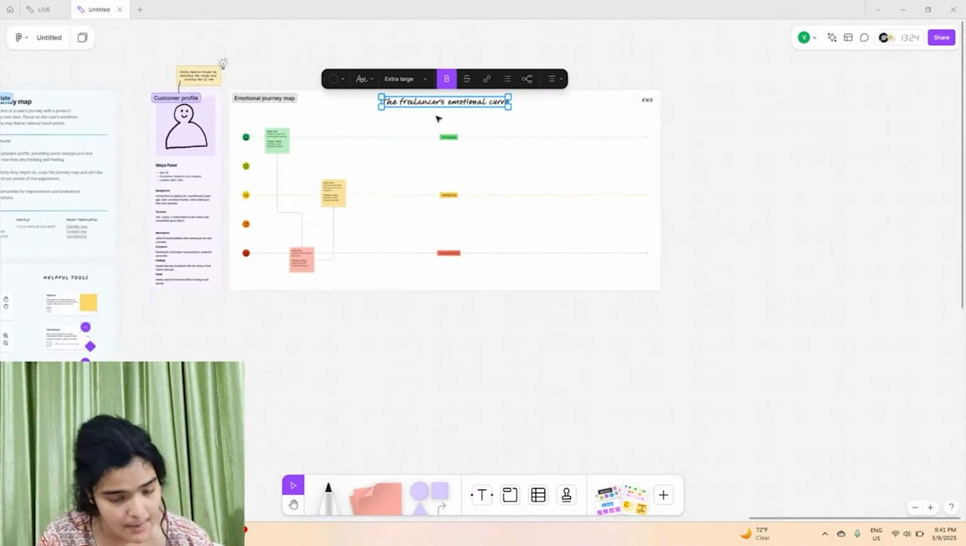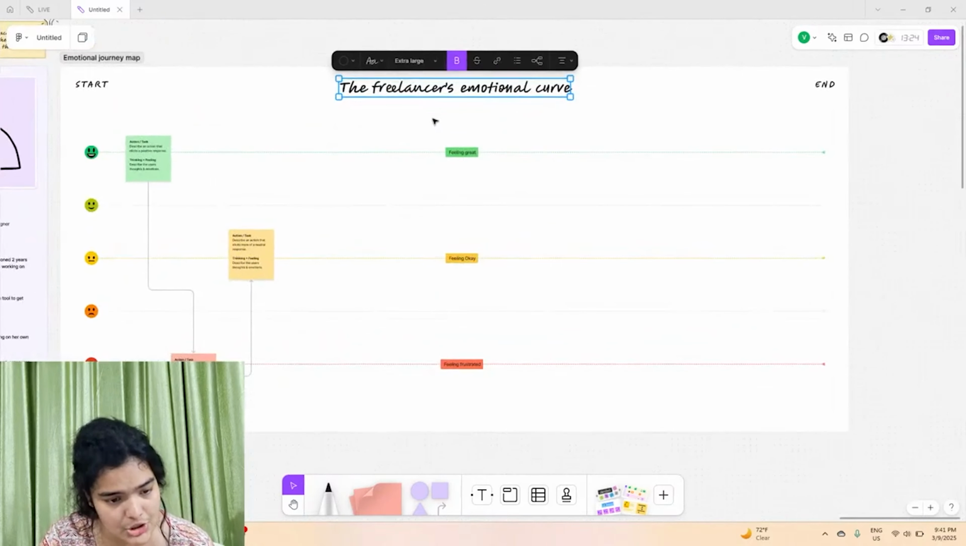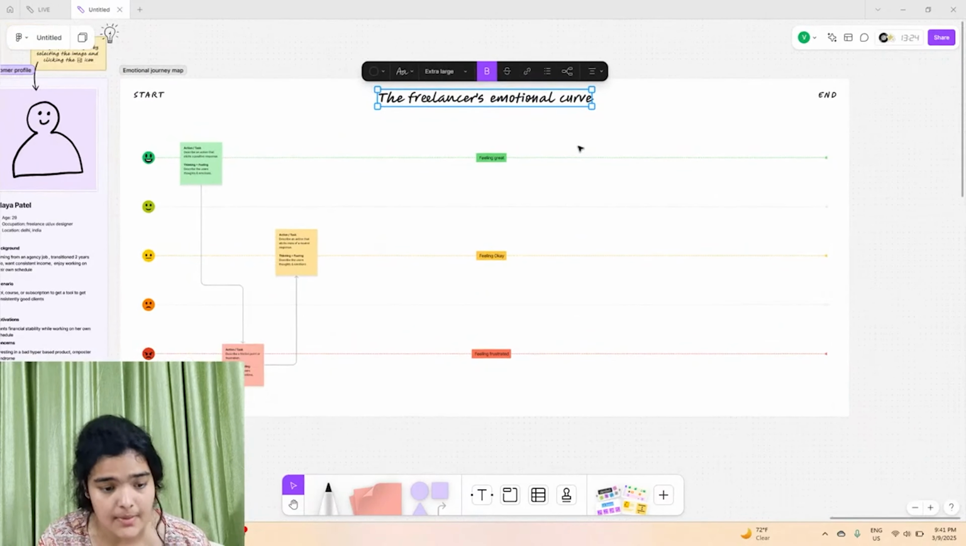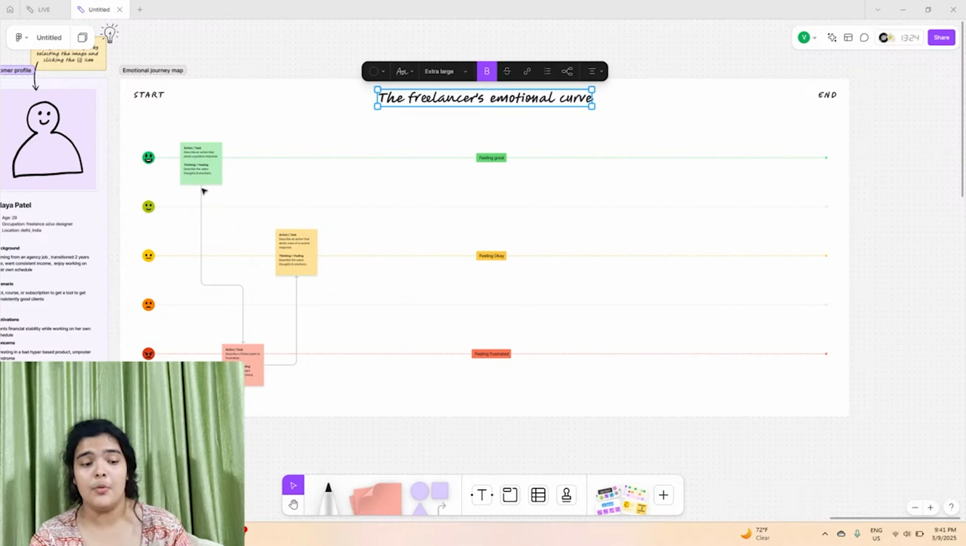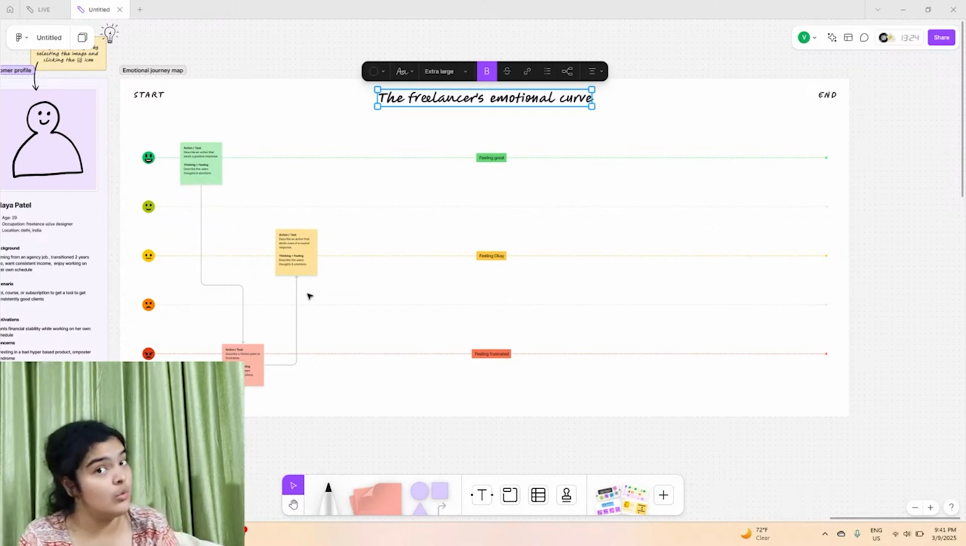Because we're going to talk about all of the different feelings and experiences this user goes through while working with our app. Before we get started, I want to talk about what an emotional journey map is. An emotional journey map is going to take us through the process of working with our app while navigating our own emotions as the user.